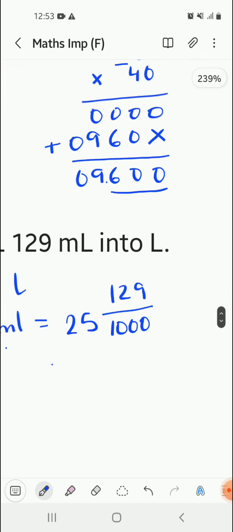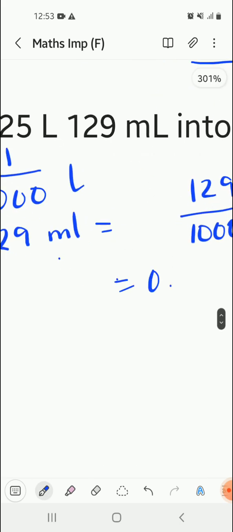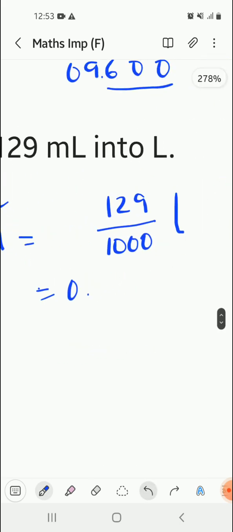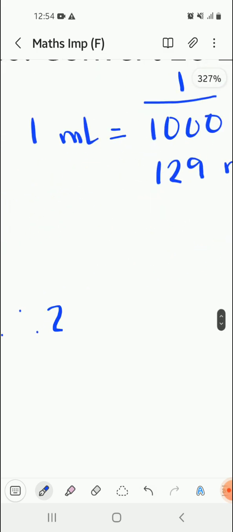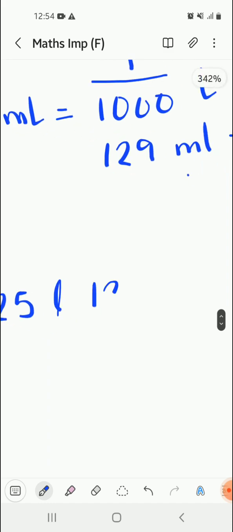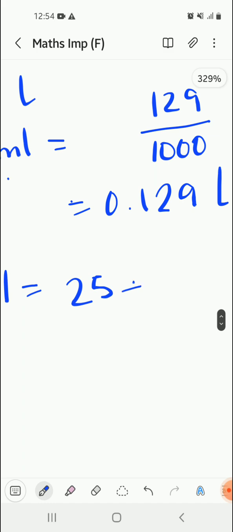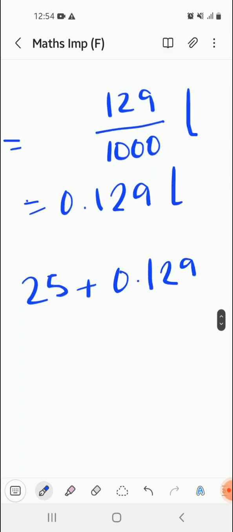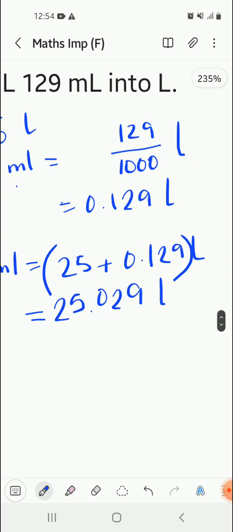right? Or you can simply write it in this manner, that 129 ml will be 129 by 1000 liter. So this is coming down to 0.129 liter, and the rest part is already given in liter. So that's why 25 liter 129 ml is equal to 25, that is already given in liter, plus 0.129 liter that we had converted, right? So we get 25.129 liter. That's it.